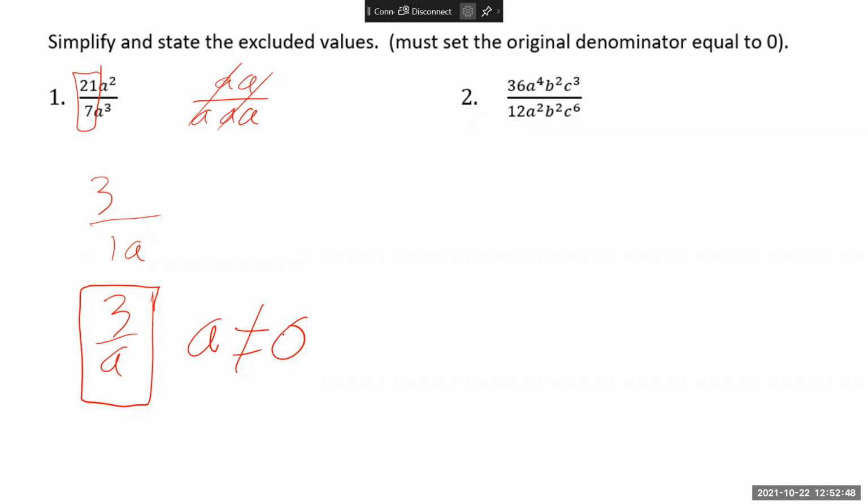If I do that same thing for number 2, I can actually state the excluded values at the very beginning. Before I do anything else, I can look at the denominator here and see, okay, I've got an a, a b, and a c. So that means a cannot be 0, b cannot be 0, and c cannot be 0. Because if any of them is 0, the whole denominator is 0, and I'm dividing by 0, and that doesn't work.